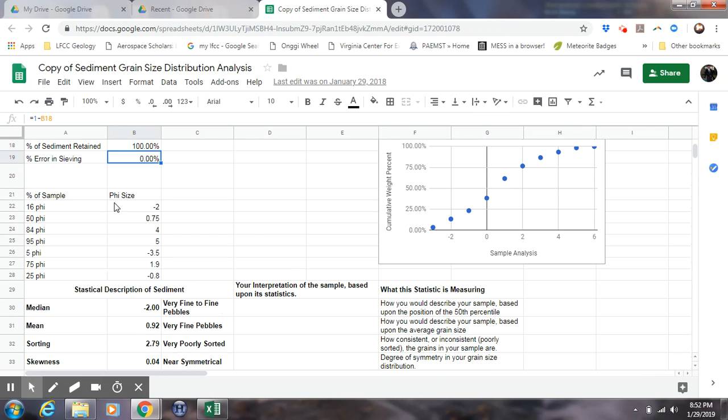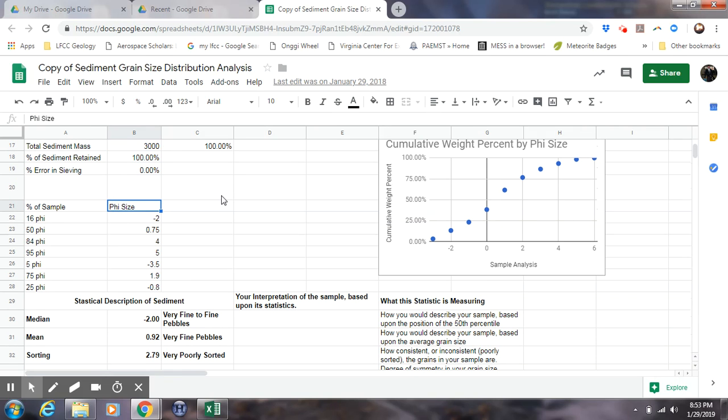All right, so anyway, what I've done here is I've written down what the various phi percentages are. I'm looking for the percent of sample that's 16, for instance. Actually, this is a little misleading. This shouldn't actually be phi. It should just be 16%. Okay. So this is a little misleading. I'll go ahead and change it so I don't confuse anybody.